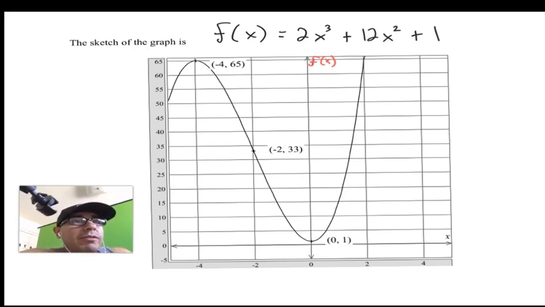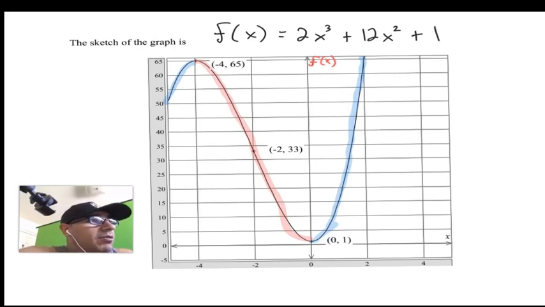So look, where's my graph increasing? Well, it's increasing right here to the left of -4, and it's increasing from 0 all the way to infinity. So there's where my graph is increasing, and that confirms what we got earlier. Where is our graph decreasing? Well, it's decreasing from -4 all the way to 0. So there we see where our graph is increasing and decreasing, and that confirms what we got earlier.